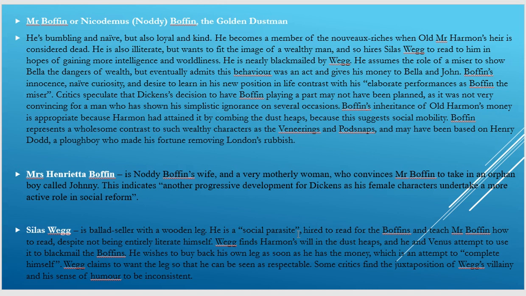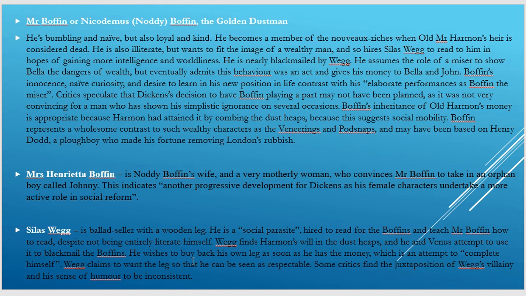And later, Wegg realized that he cannot make him literate because it needs a longer time. And Wegg finds Harmon's will in the dust heaps, and he is attempting to blackmail Buffin. Why? Because he wished to get some money for his service, and Wegg claimed that he could receive a kind of respect, and that's what we call juxtaposing.